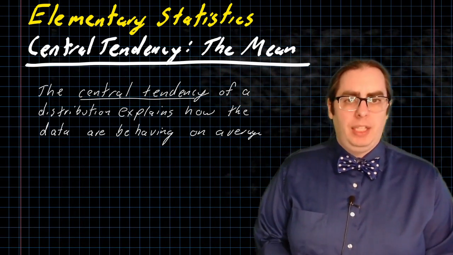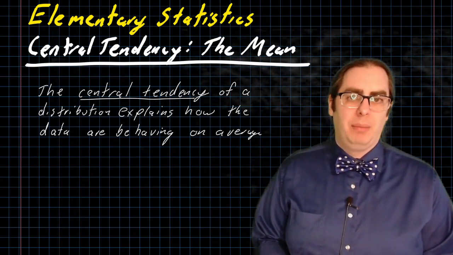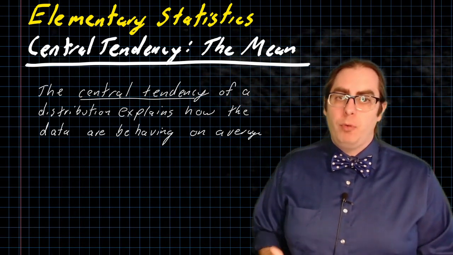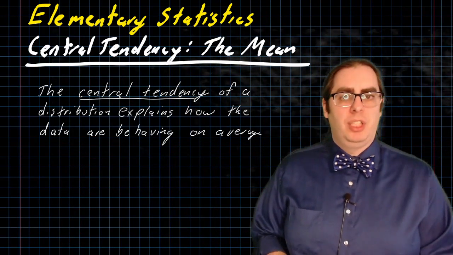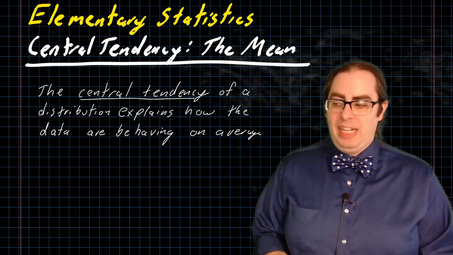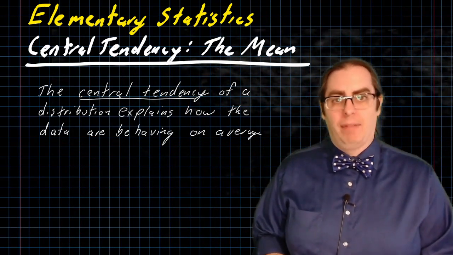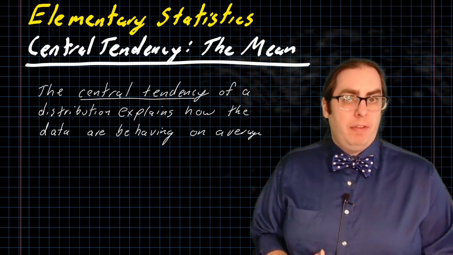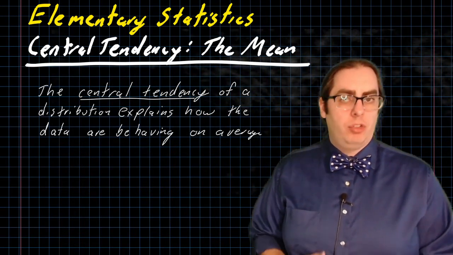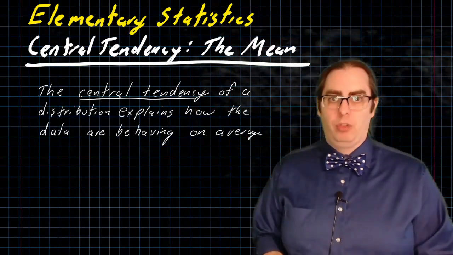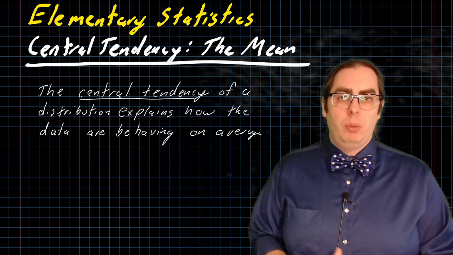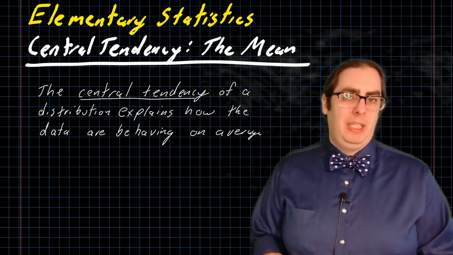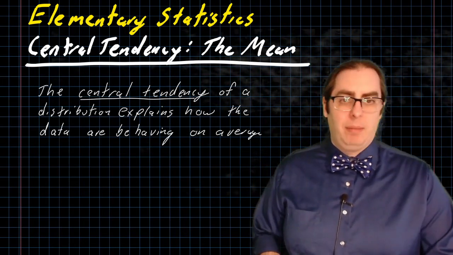I've mentioned the idea of central tendency a couple of times in previous videos, but formally I can define it here as an explanation of how the data are behaving on average. It's a bit of a vague definition because there are several different ways we can approach this question, which are useful in different contexts. The first one we want to talk about is the mean, specifically the arithmetic mean.